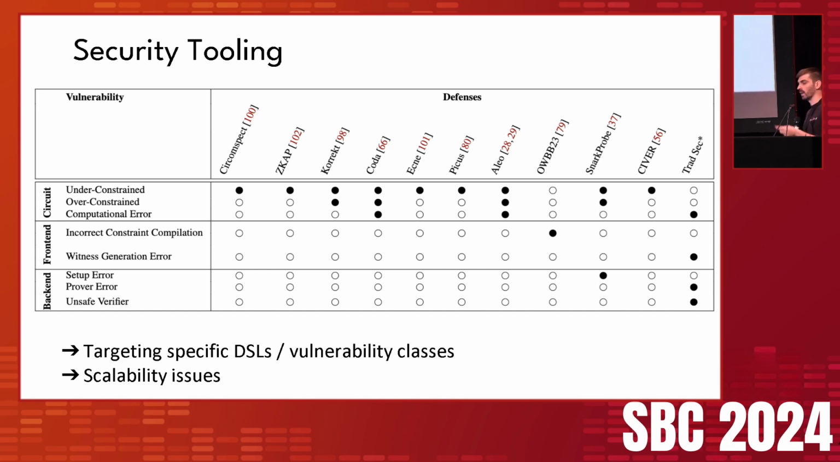And then we have a number of formal verification tools that mainly focus on identifying if there is under-constrainedness or proving that the circuits are not under-constrained. And finally, we have a fuzzing tool, which is SnarkProbe. And we had some mainly academic work on trying to find front-end compiler bugs.